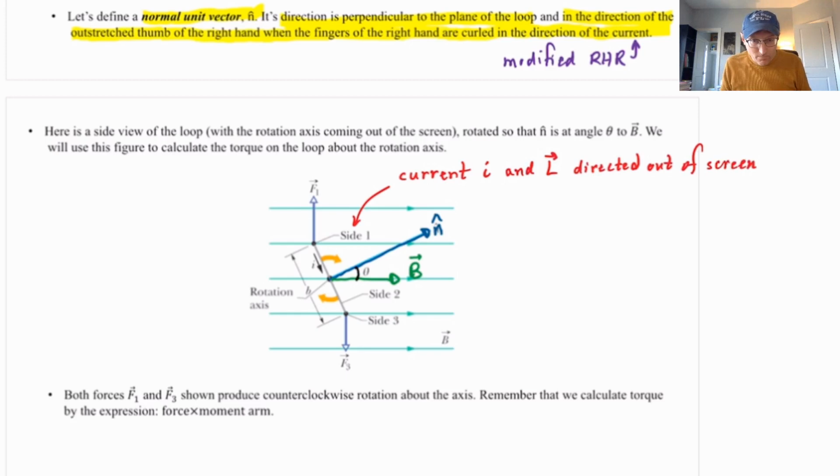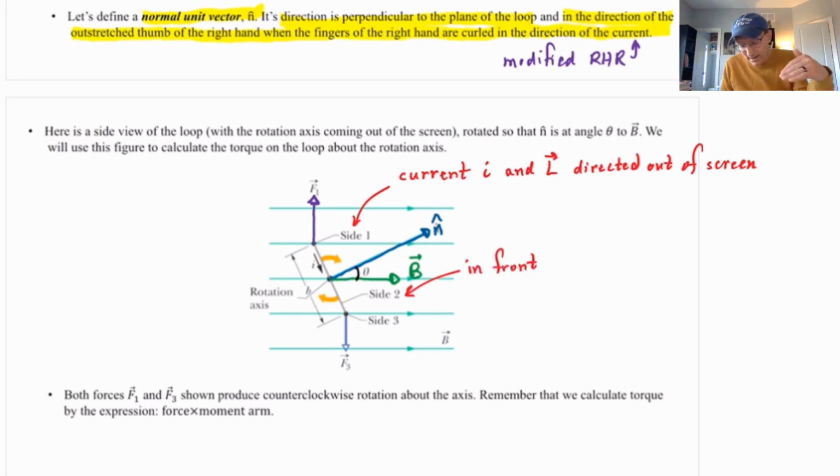Okay? And when we do I times L cross B, the B is now going to the right, we get a force on that side that is vertically up. Notice that's labeled F1. Force on side 1. All right, notice the label here, side 2. It's right there in the front.